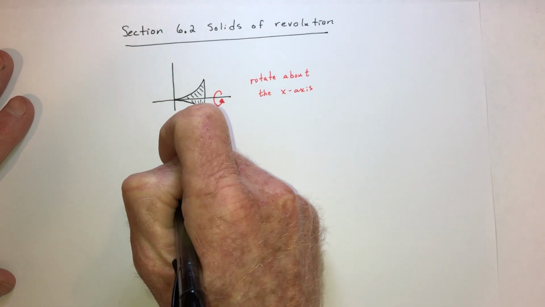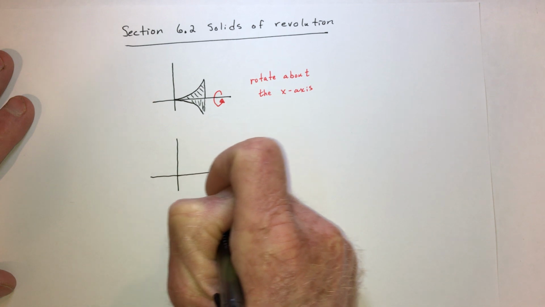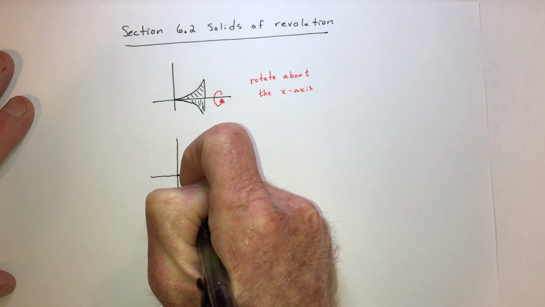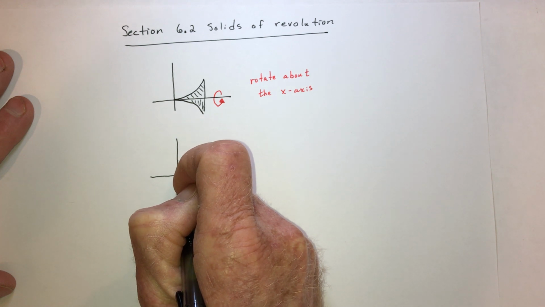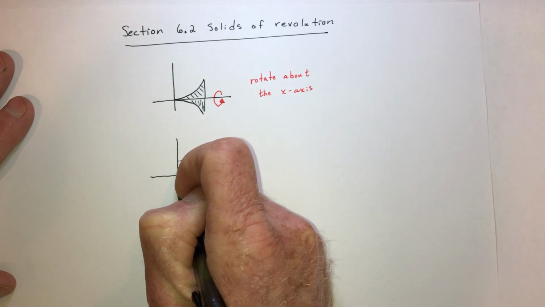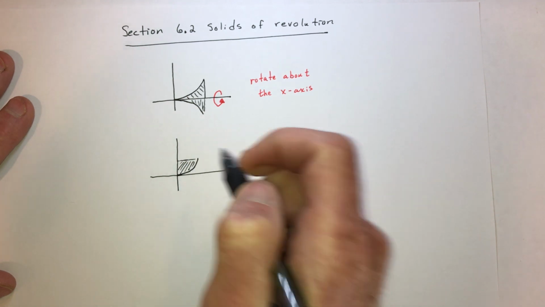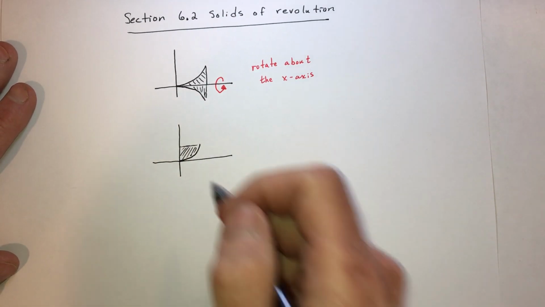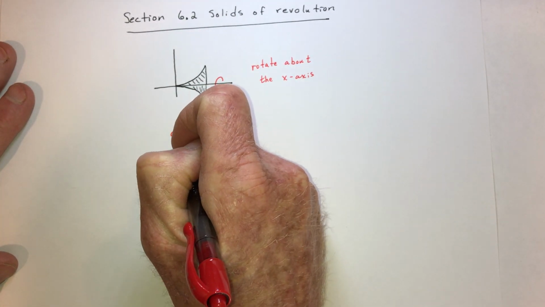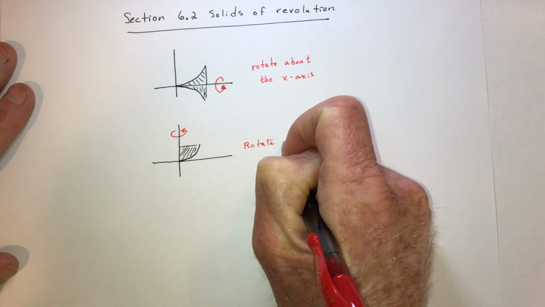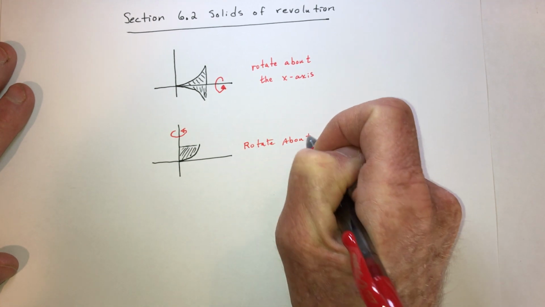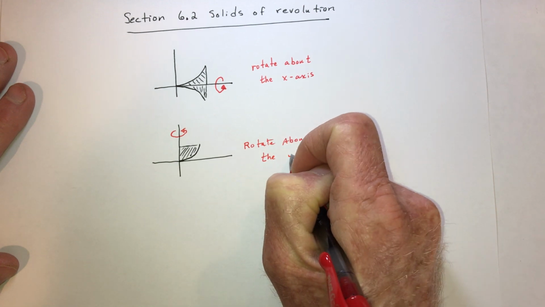Now what if you take y equals x squared again, so this piece of the parabola, but this time we're going to use the y-axis. So take this region right here and then rotate that about the y-axis.